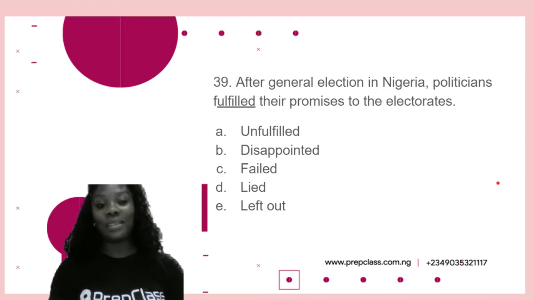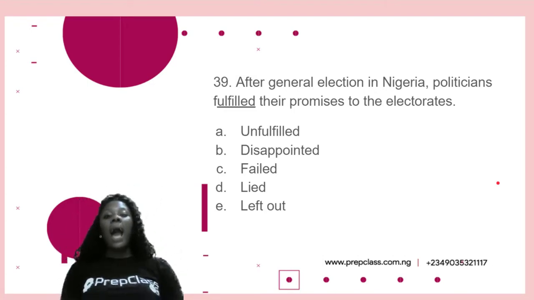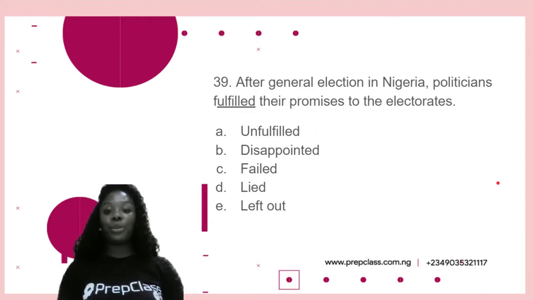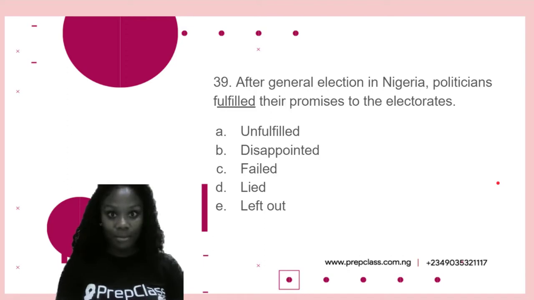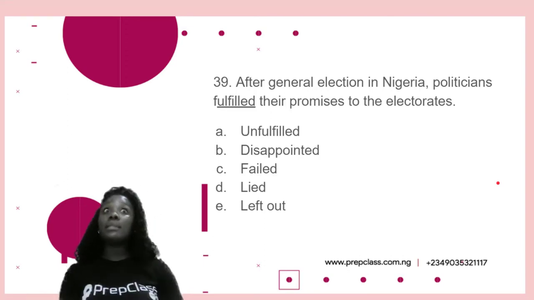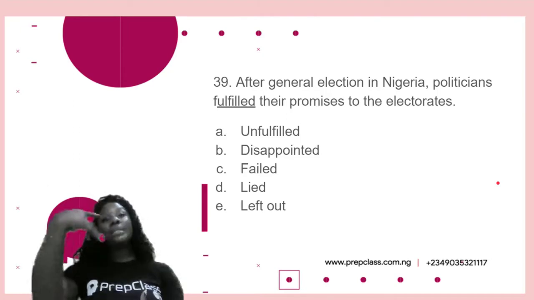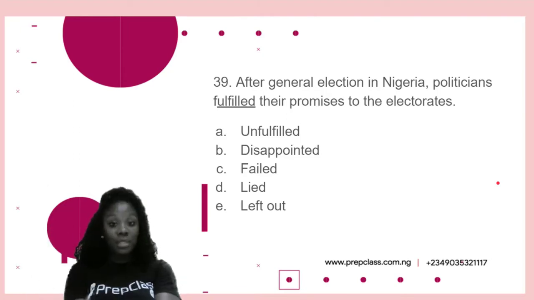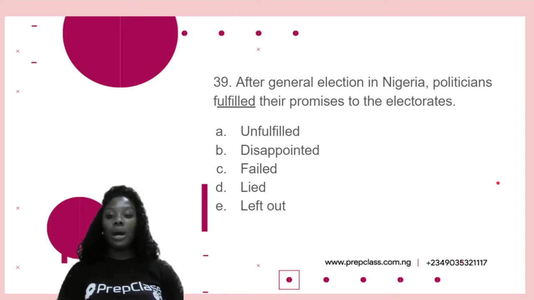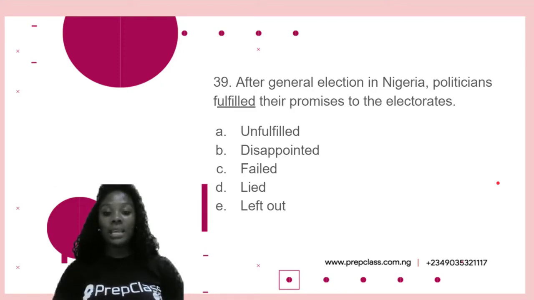Alright, so our third to ninth question is: after the general election in Nigeria, politicians fulfilled their promises to the electorates. Who are the electorates? The electorates are the masses, those who elected the politicians into positions. Our options are A, unfulfilled, B, disappointed, C, failed, D, lied, and E, left out.